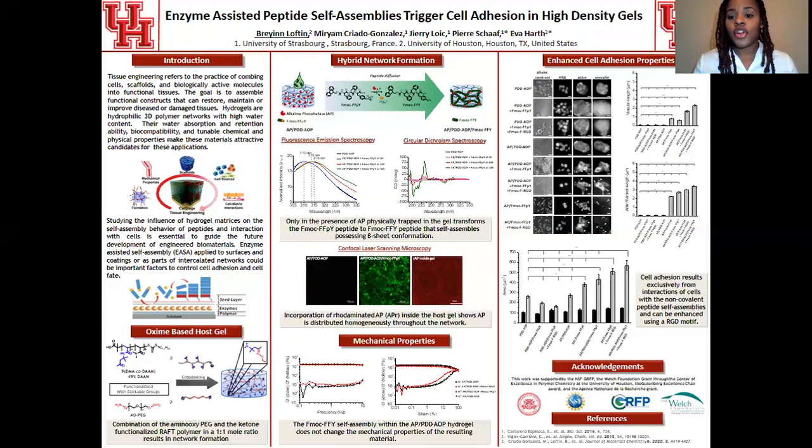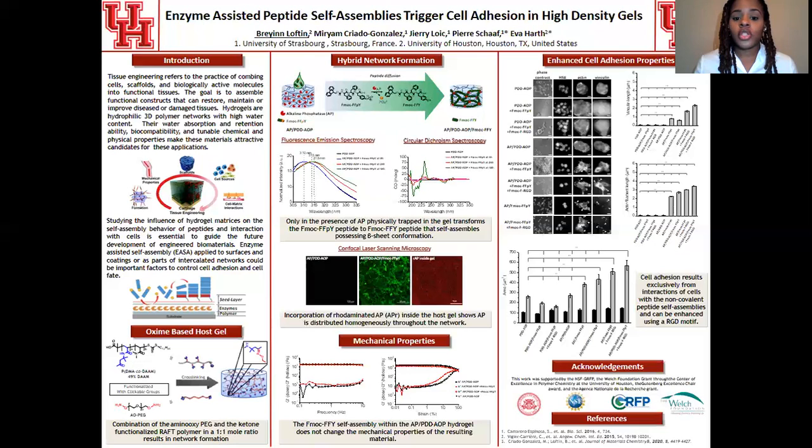And this feature can be further enhanced when we introduce the well-known cellular adhesion motif, RGD, into the system, because it also participates in the self-assembly process. It further enhances the cellular activity and cellular adhesion behavior of the cells.